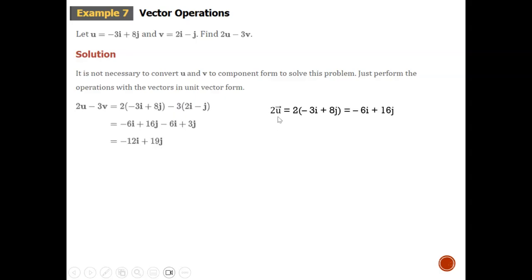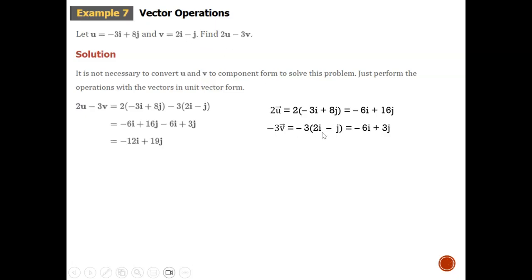Okay, now, we can do it this way also, guys, right? It's better to put them vertically because, vertically, the i's and the j's are aligned, and the addition or subtraction will be easier. So first we start with 2 times vector u, which will be 2 times negative 3i plus 8j. If we distribute the scalar, it's going to give us negative 6i plus 16j. Then the minus 3v, right? Negative 3 times vector v, which was 2i minus j.